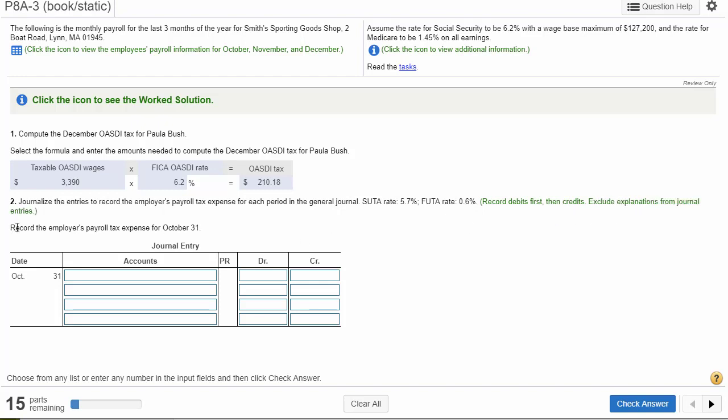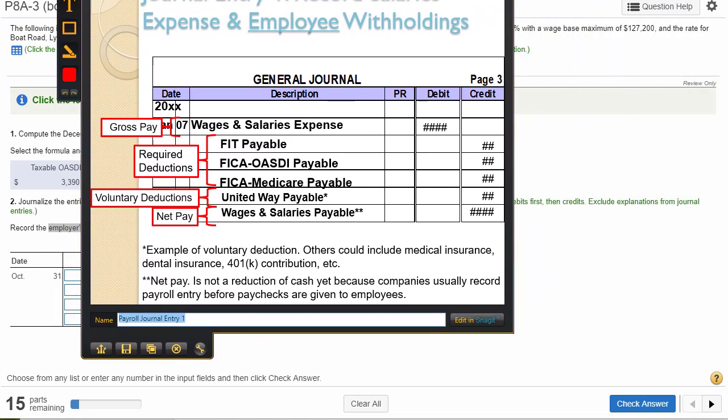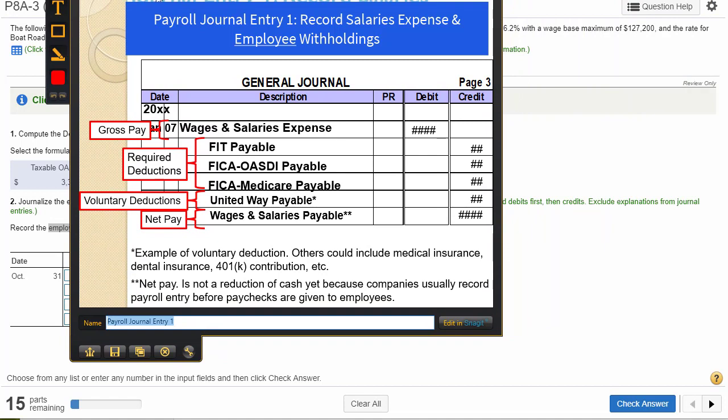All right, so we're going to record the employer's payroll tax expense for October 31st. Remember, it's the employer, not the employee. So let's quickly review the journal entries when recording payroll. Here is a screenshot of one of the PowerPoint slides. Notice this is journal entry 1, in which we're recording the salaries expense and the employee withholdings. So this is for the employee.